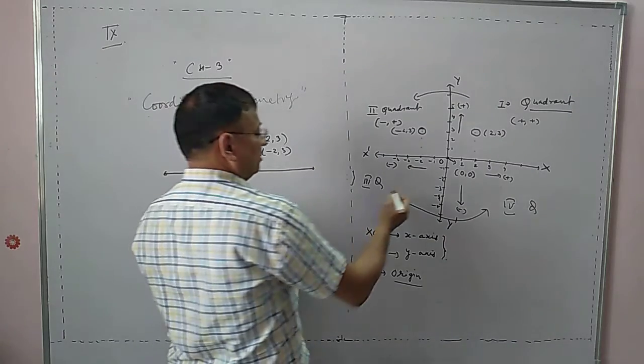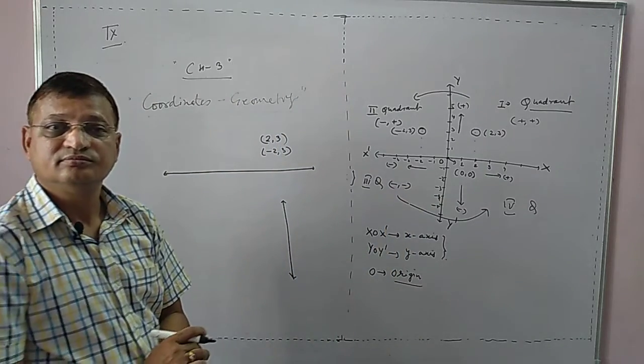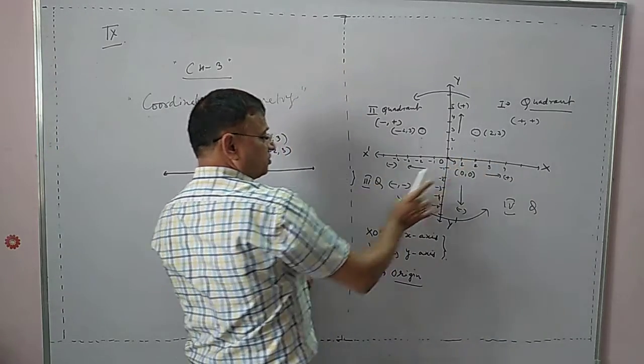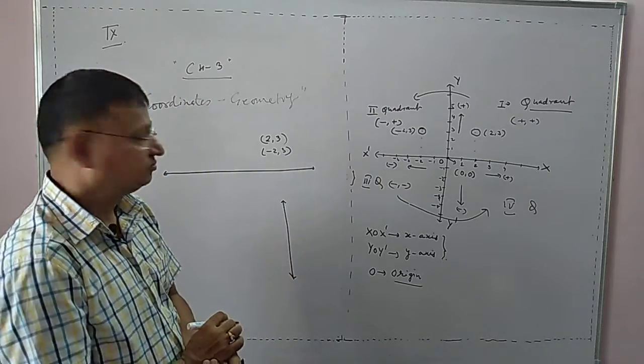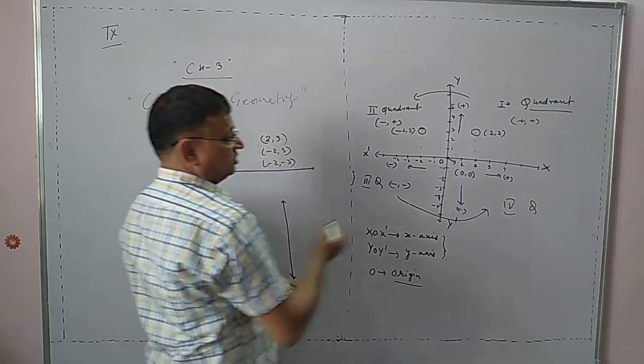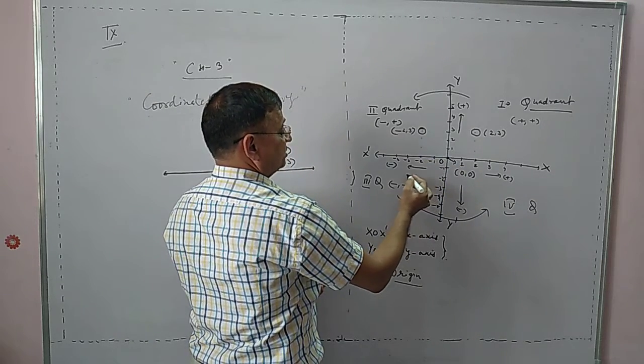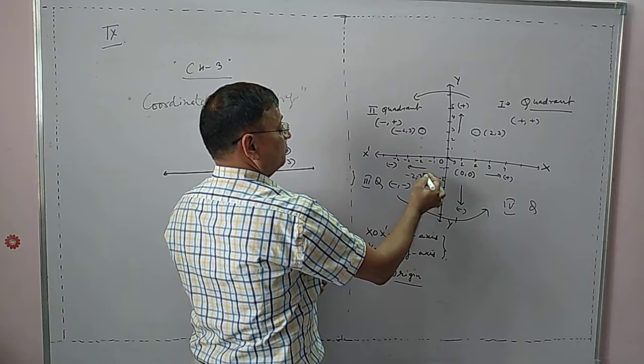And third quadrant, both coordinates are negative. Positive, positive, negative, negative. Suppose minus 2 and minus 3. So here minus 2 and here minus 3. This coordinate is minus 2, minus 3.